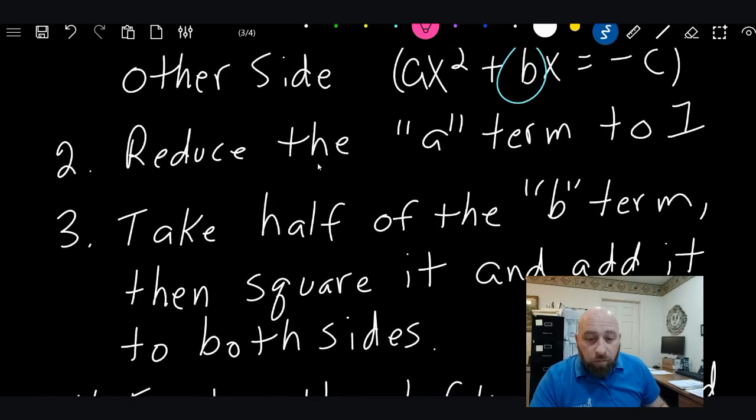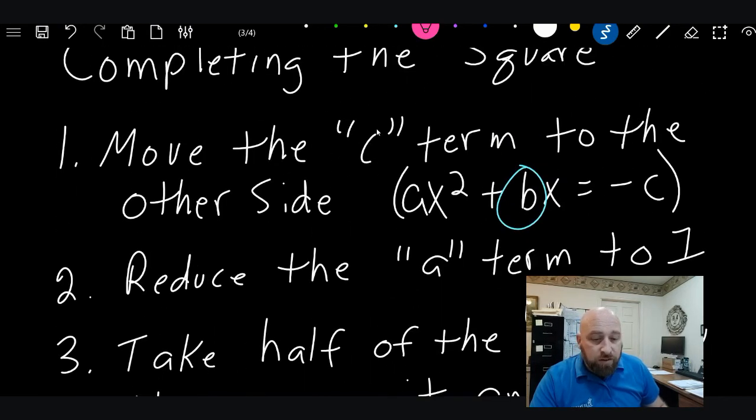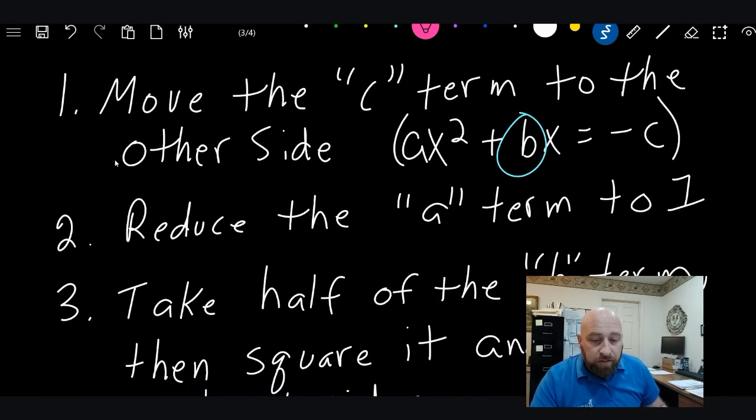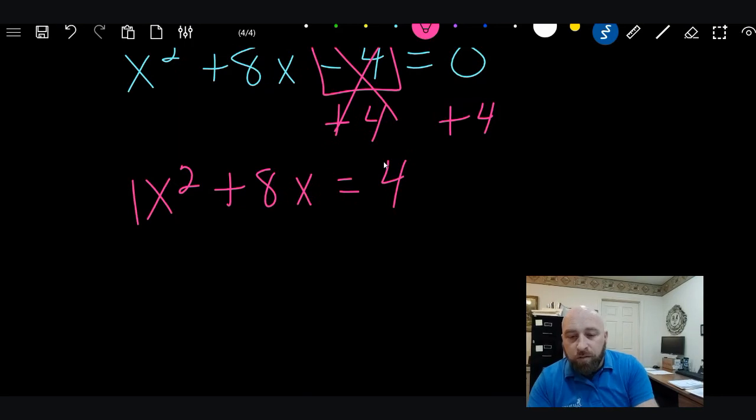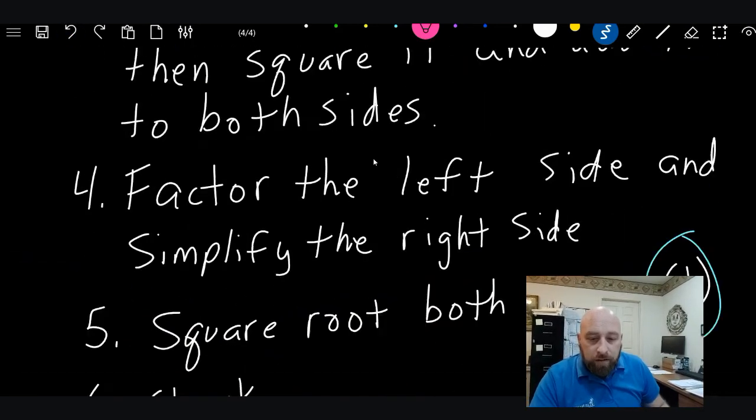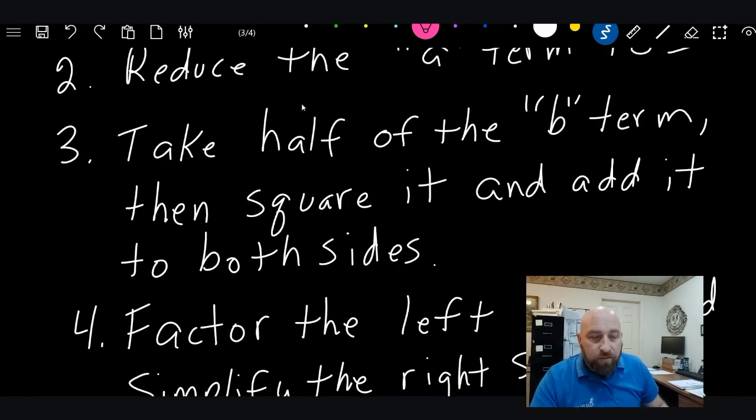That was step number 1. Move the c term to the other side. We did it. Number 2, reduce the a term to 1. Hey, good news. The a term is already 1. We don't have to do that. Okay? Number 3, take half of, this is the tricky one, take half of the b term, then square it, and add it to both sides.